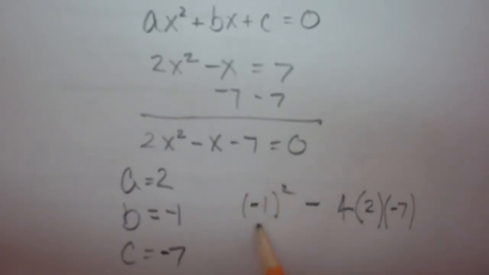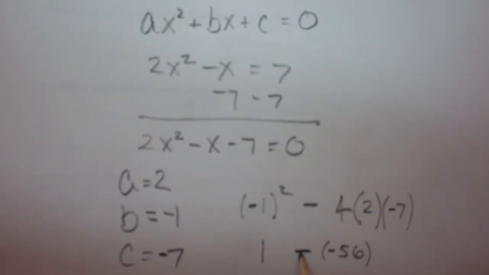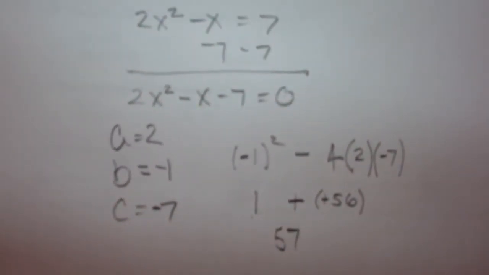Let's multiply this all together now. Negative 1 squared is just 1 minus 4 times 2 gives us an 8, and 8 times negative 7 is negative 56, so this is all negative 56. Minus a negative is the same thing as plus, the opposite, so this is 1 plus 56, so we end up with 57. So we have 1 plus 56 is 57. So the discriminant is equal to 57.